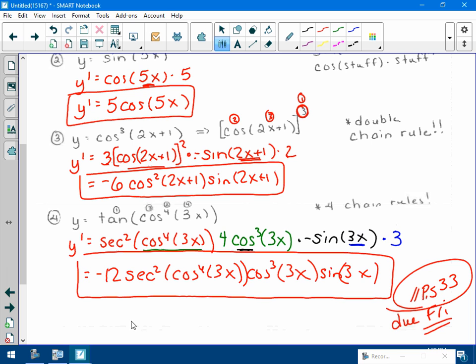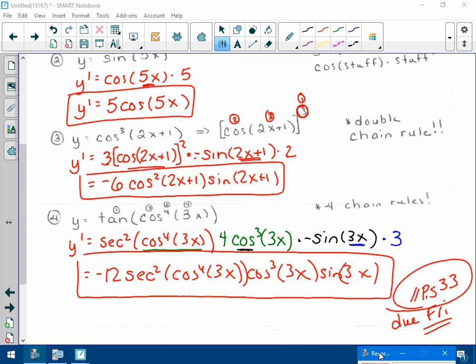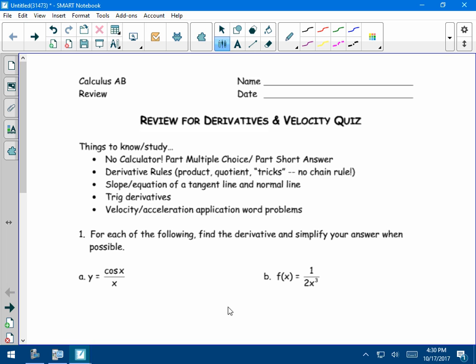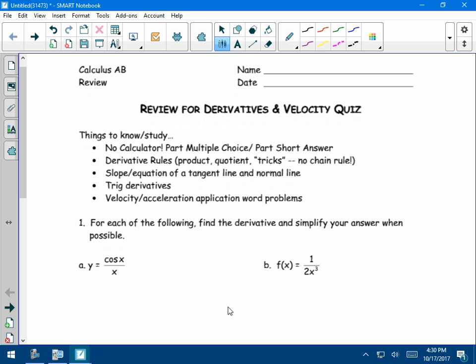Okay. Ready for some quiz review? How much time have we got? Okay, we're doing pretty good. Let's look at this review for derivatives and velocity quiz. This is a review sheet that's up to you if you want to do. The answers are attached. You know how it goes.